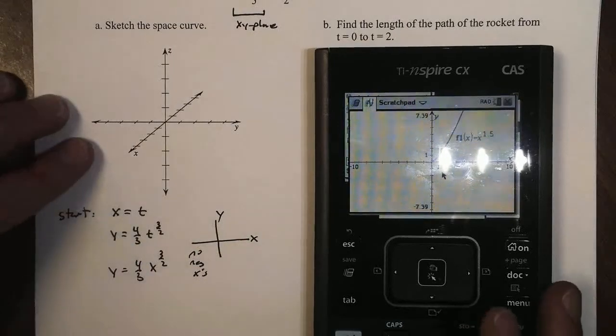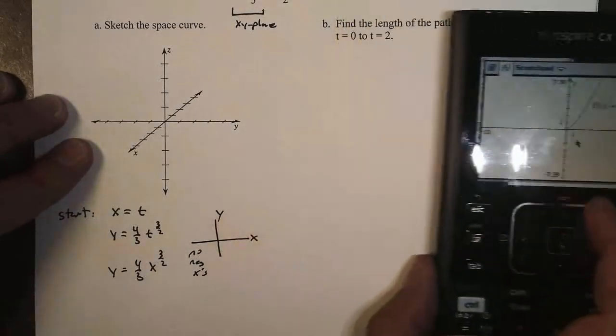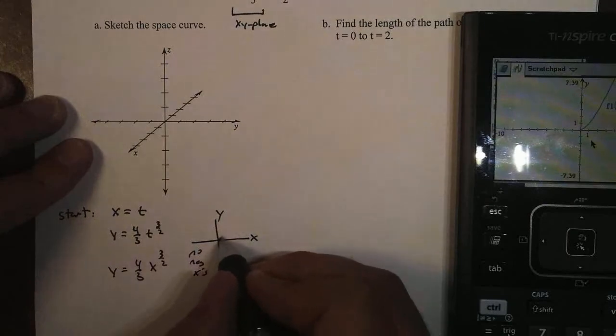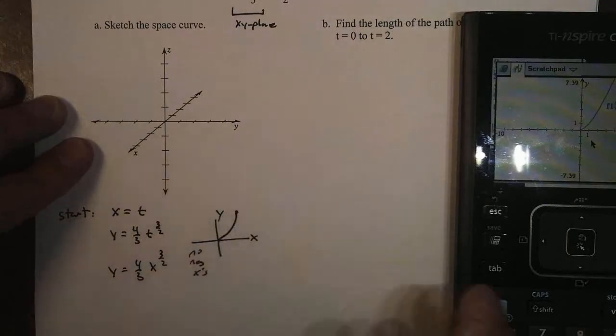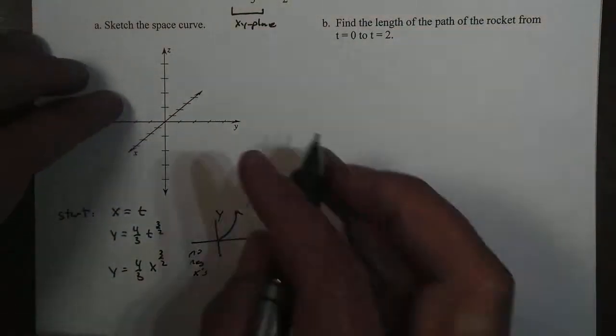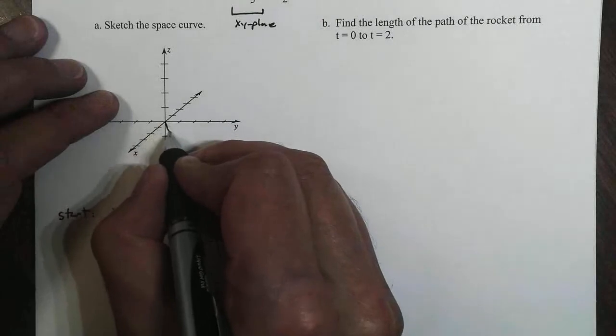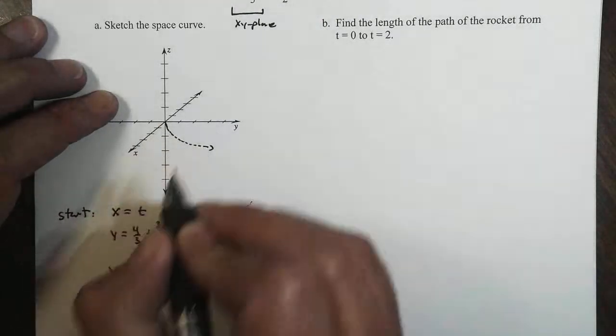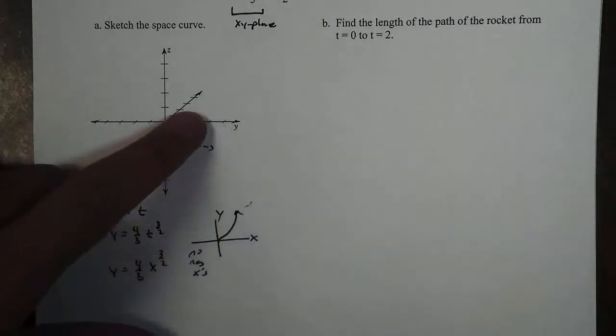And there's our graph, opening up towards the y-axis. So it's going to look like this somehow. And it does keep going forever. So I'm going to transfer that to my 3D space curve now. There it is, opening up like this. Remember, there's going to be no negative x's.